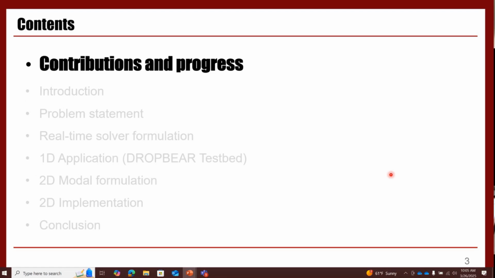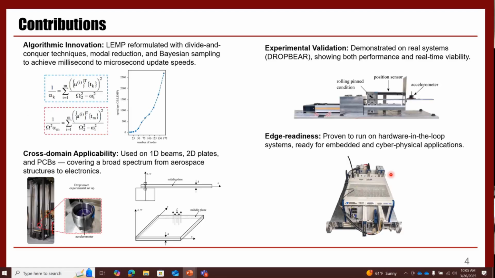So to the contribution and progress of the work so far. One of the contributions of this work is in the algorithmic innovation. We reformulated LAMP with divide and conquer techniques, modal reduction, and Bayesian sampling to achieve millisecond update speeds. Also, we achieved the experimental validation of this work. We demonstrated it on real systems, on a driven experimental testbed.